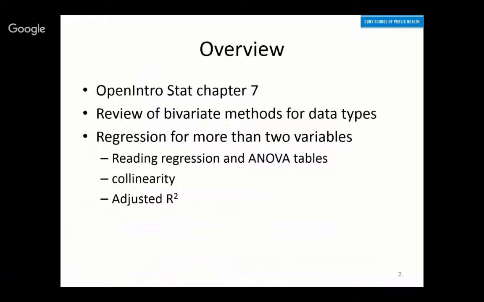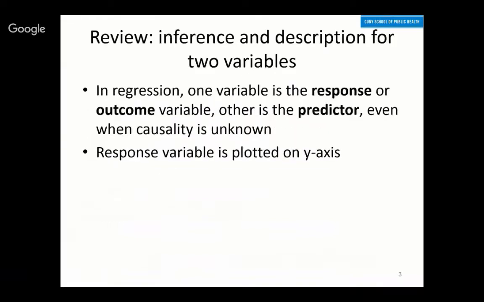So your textbook has a nice chapter on this, and much of this lecture is based on that chapter. And so if you want more information, please do take a look at the textbook. I'm going to start with a review of some of the different bivariate methods that we've covered, and then go into regression for more than two variables, including reading the tables of output, collinearity, and this thing called adjusted R-squared.